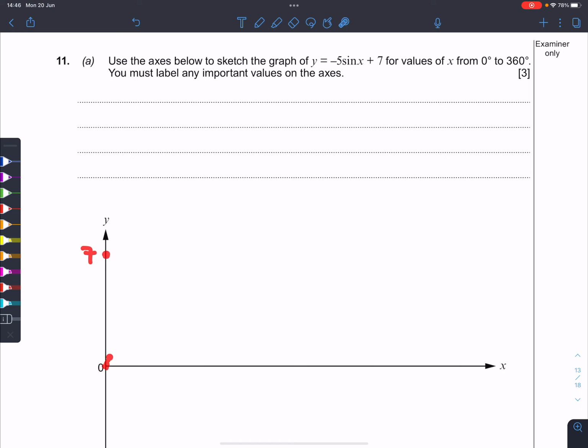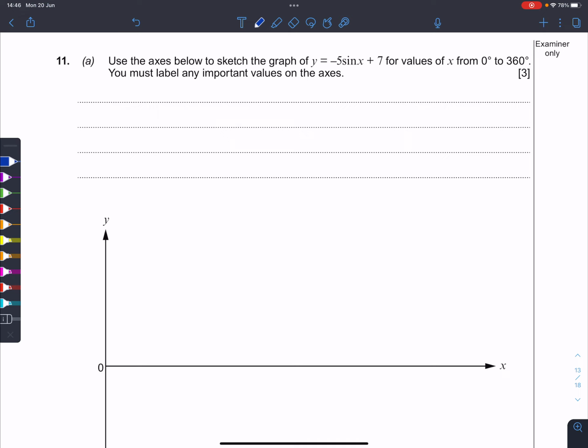Then our next value, which would be at 90, was 1. That's going to get multiplied by -5. It's going to be -5 and add 7 to give me 2. So that's now going to go to 2, and so on and so on. You can work these out just by knowing what happens. The other way to do it is to actually physically work them out. So from 0 to 360, let's go with our 90-degree intervals.